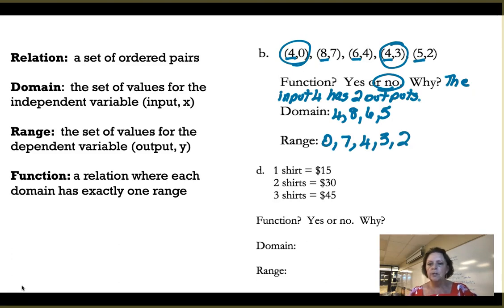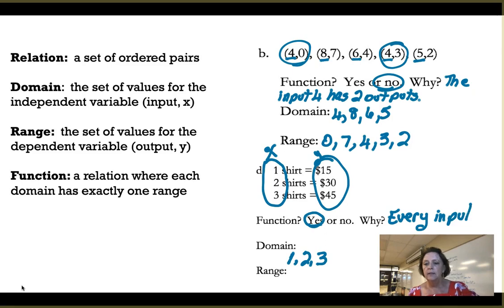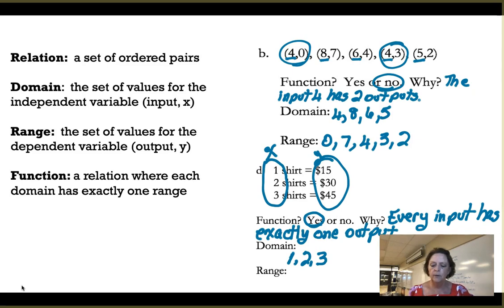Hopefully on the next one you can see that the number of shirts is our x value and the dollars that we spent are our y values. And yes, this is a function because each one of those, 1, 2, and 3, has exactly one output. So it is a function. And the range, you're just going to list the y values.